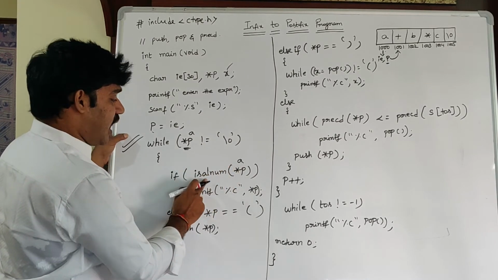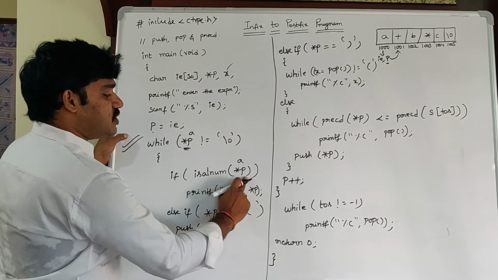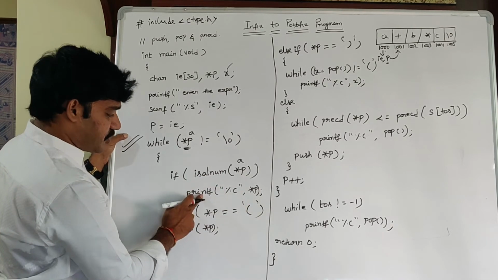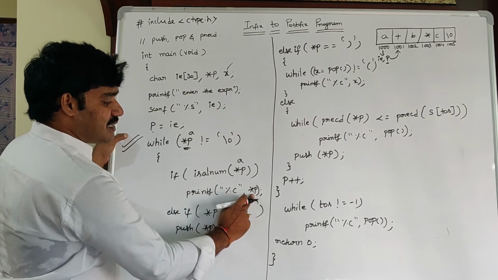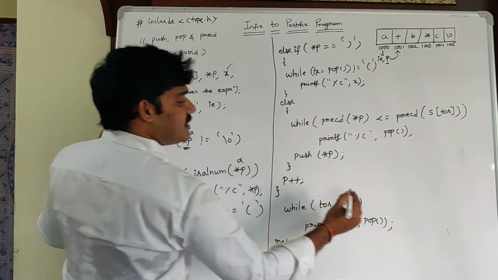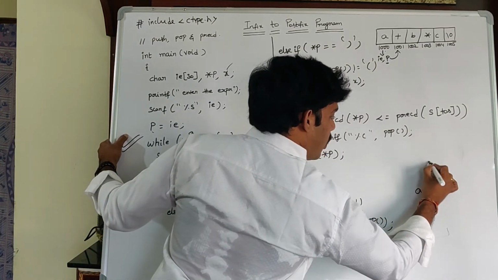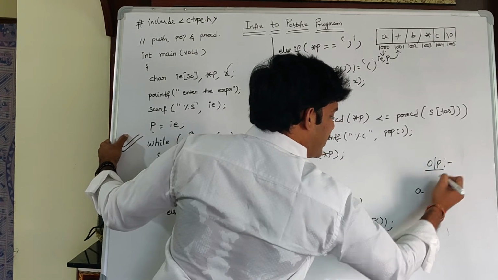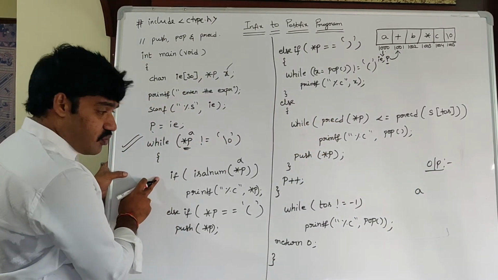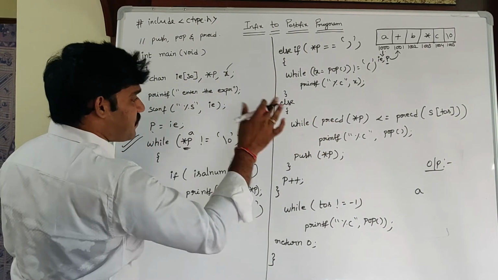That's why it returns a non-zero value. So if of a non-zero value means the condition is true. Coming to the inside, printf %c, *p. *p means a, so it prints a. This is our output: first it prints a. Once the if is over, it skips directly past the else if and else.